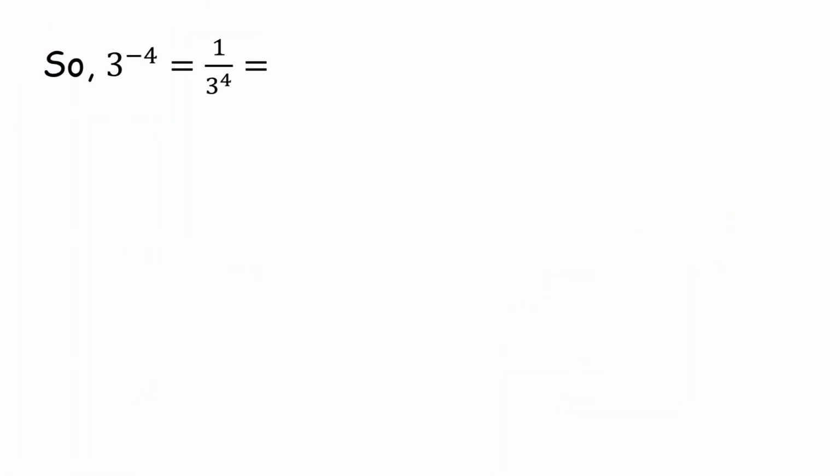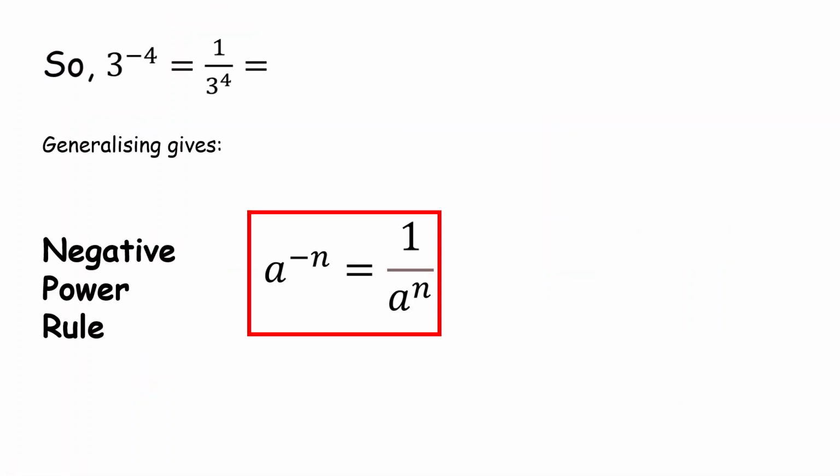Okay, so in general, the rule for the negative power rule is if you have some number a, in this case, a was equal to 3. If you raise that to a negative power, to some number, like negative 4, you go 1 over the number. Okay, so in this case, our number is 3, and you put it to the power that is given in the question, which was 4.